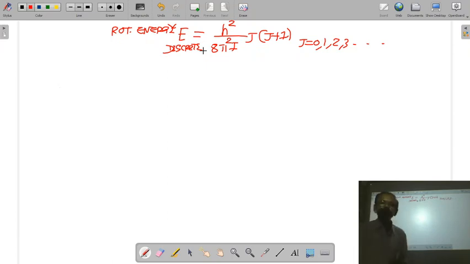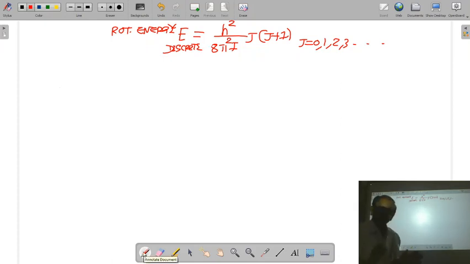These are the discrete rotational energies of the molecule, h square upon 8 pi square I into J plus 1. If you put J equal to 0, 1, 2, 3, you will get discrete values of the rotational energy of the molecule in different rotational energy levels. If the molecule has discrete rotational energy levels, then its angular momentum is also discrete, and its rotational frequency is also discrete. So let us calculate the angular momentum of the rotating molecule.